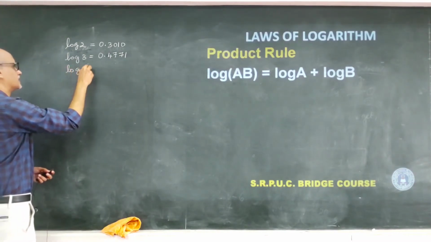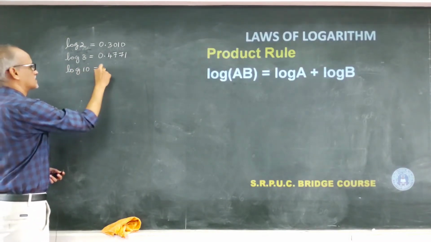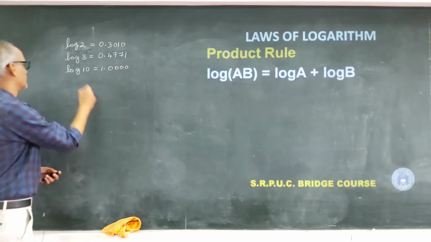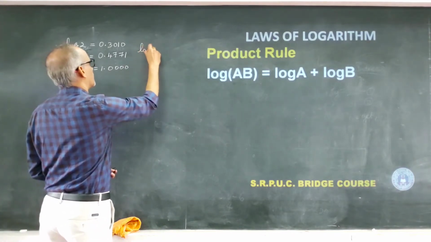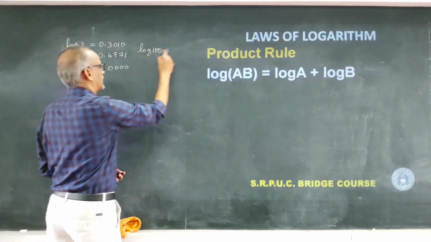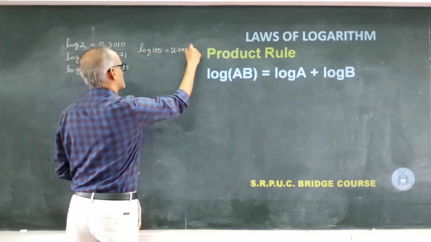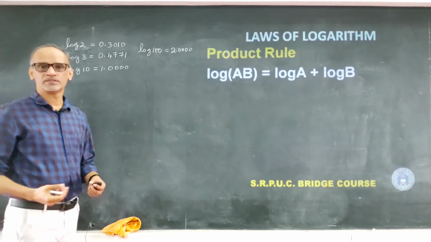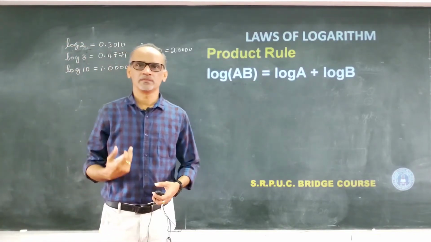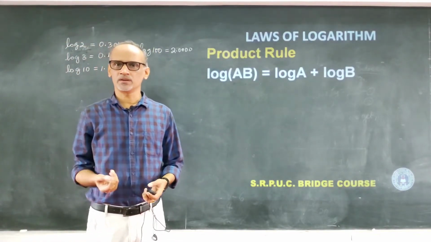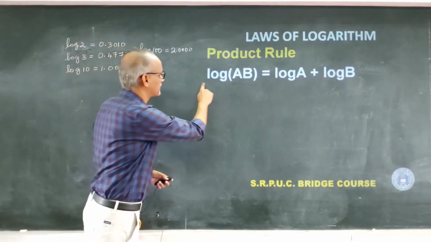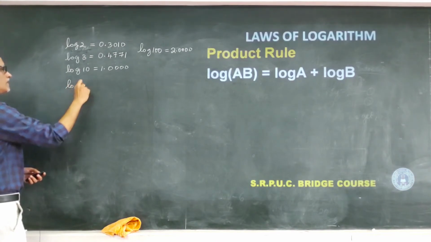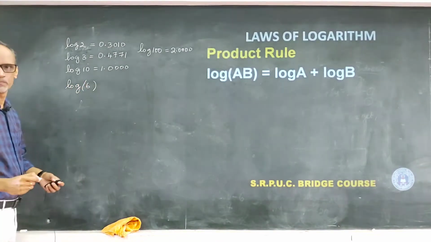Similarly, log 10, the characteristic is 1, and the mantissa we get as 0. Similarly, we have log 100. The characteristic is 2, and we get the mantissa as 0, 0, 0. So these are some logs which we either have to remember or get from the log table. Now I want to find, with the help of this, the log of the number 6, log 6.